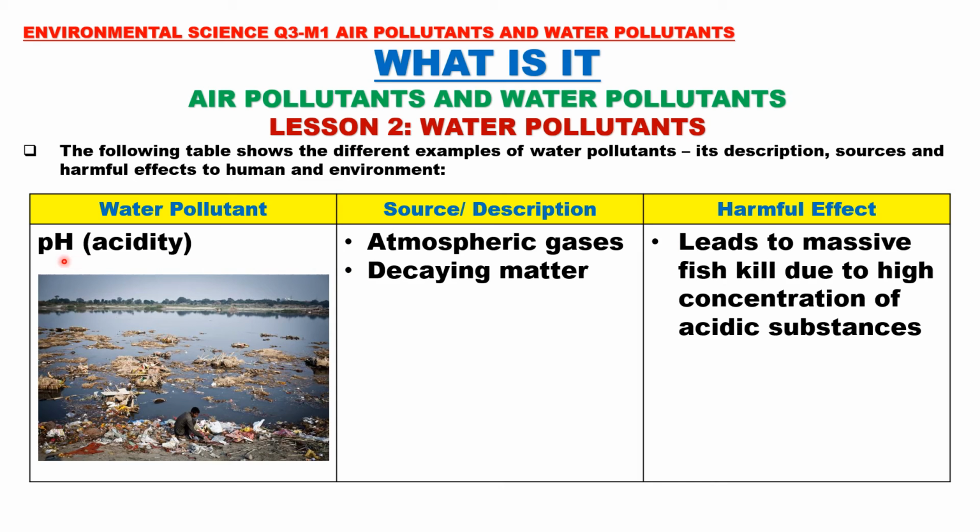Next, pH or acidity. So sources: atmospheric gases, decaying matter. So if the water is acidic, it leads to massive fish kill due to high concentration of acidic substances.